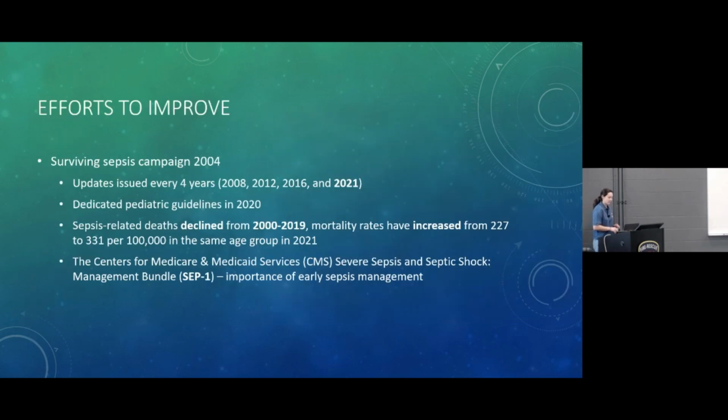So there was this effort to improve surviving sepsis in 2004. The Surviving Sepsis Campaign was initiated. It gives guidelines and is updated every 4 years, most recently in 2021. In 2020, they finally made a dedicated pediatric guideline. With the help of this campaign, sepsis-related deaths declined from 2000 to 2019. But since then, death rates have actually increased from 227 to 331 per 100,000 people. So it's still a very big problem today.